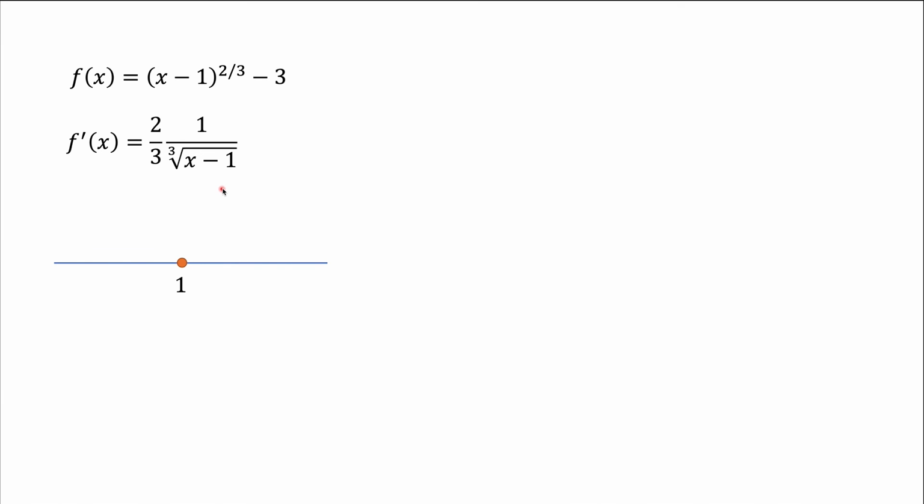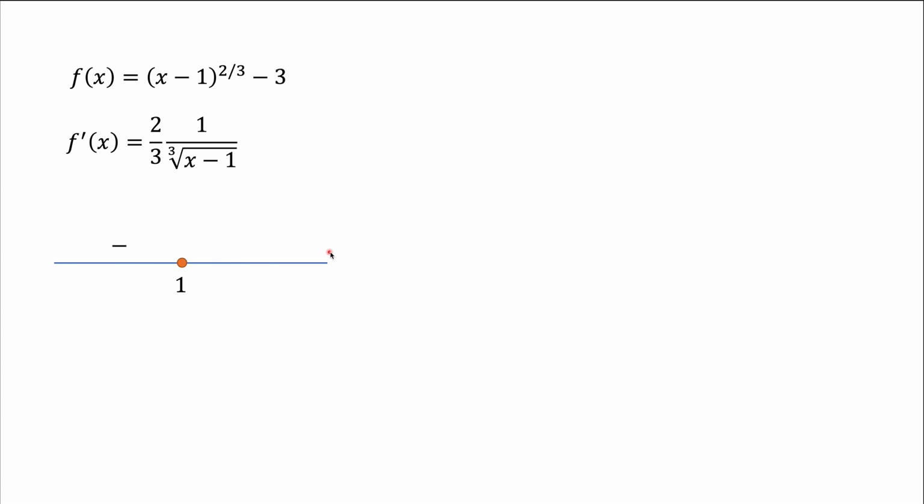So what we do, we draw our number line and we put that point x equals 1 where the derivative doesn't exist. And the next thing we need to do is to figure out the sign of the derivative to the left of this point and to the right of this point. Well, to see what's going on to the left, we can pick any value you want, say x equals 0, which gives the cubic root of minus 1, which is minus 1. So the derivative is negative here.